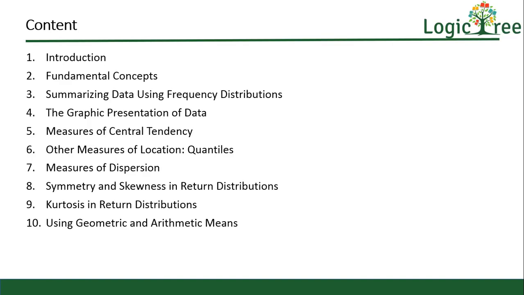So these are the contents of the chapter. We will start with the introduction, then after that we will go with the fundamental concepts. Then after that we will be summarizing data using the frequency distribution. So here we have topics like histograms and all that. After that we will do the measures of central tendency and measures of central location, such as quartiles, quantiles and percentiles. After that we will do the measures of dispersion, and after it we will learn the basics of skewness and kurtosis in the returns distributions.